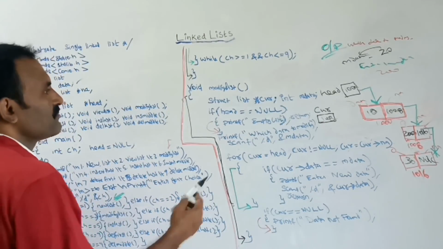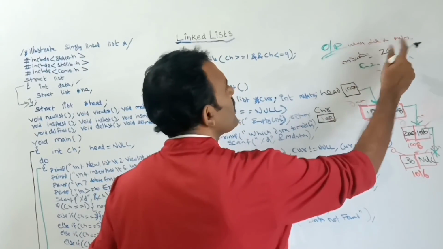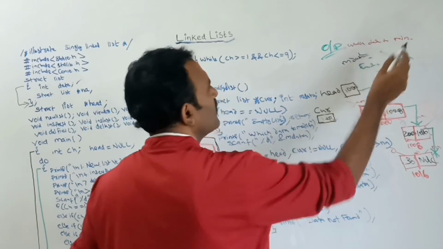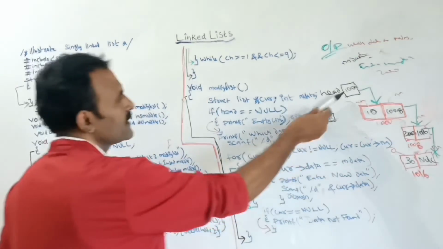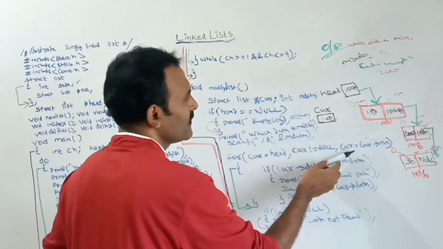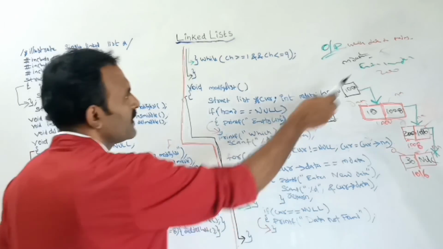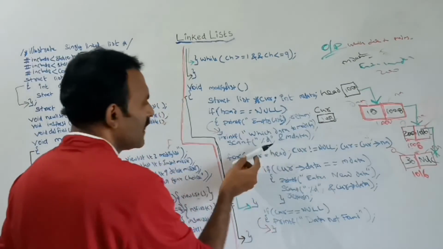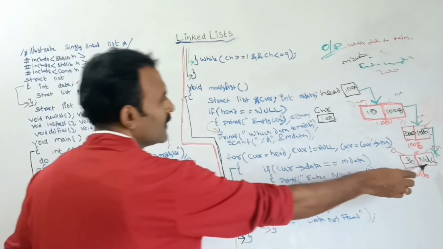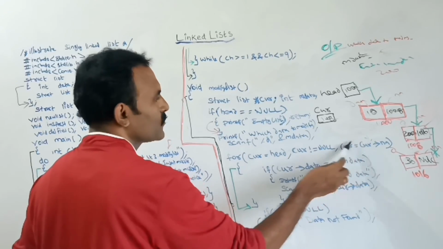Suppose you give the value for which data you need to modify, if you give 5, then for each and every iteration it will check, and there is no 5. At last CUR will have the null value. So after this for loop, if the given value is not matched, after completing the for loop, what will CUR currently have? Null value. For each and every iteration I am storing the next address value to CUR.